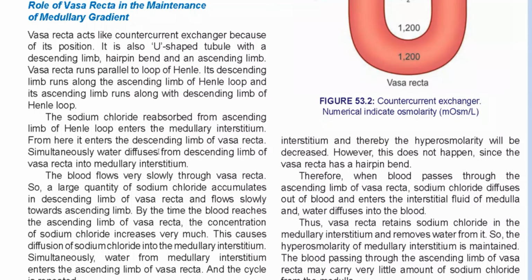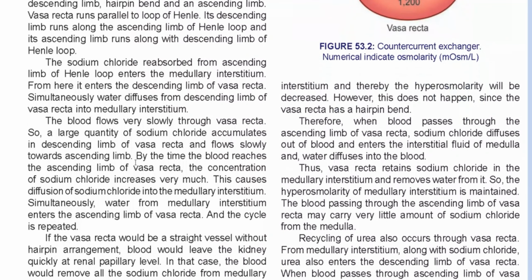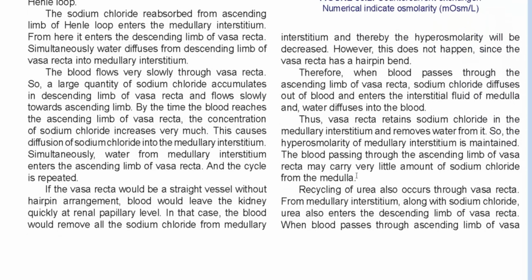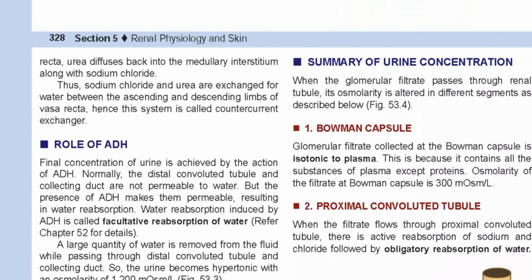Students, I think you have all understood how the Vasa Recta acts as a counter-current exchanger. This recycling of ions, like urea, also occurs in the Vasa Recta from the medullary interstitium along with the sodium chloride. Urea enters the descending limb of the Vasa Recta, and when blood passes through the ascending limb of the Vasa Recta, urea diffuses back into the medullary interstitium.